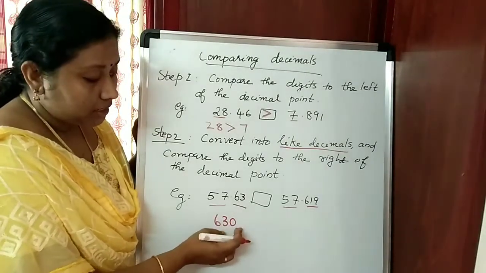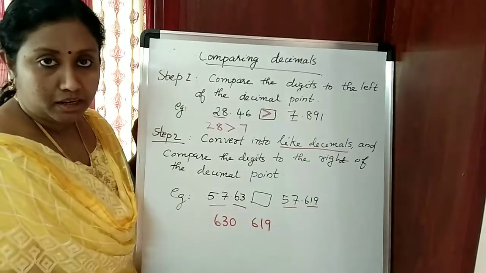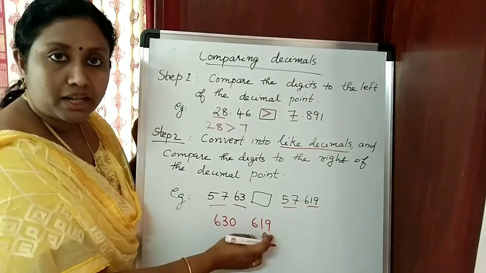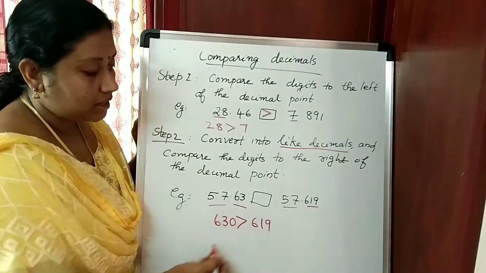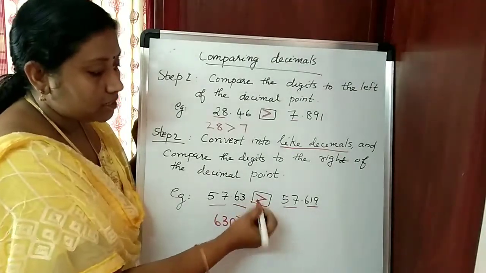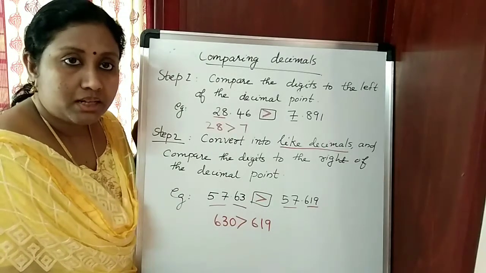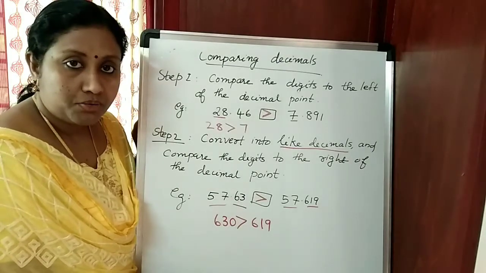Digits are there, 3. Then what is the next number? 619. When we compare these two numbers, 630 and 690, which one is greater? You know that 630 is greater. So this decimal is the greatest decimal number. Okay. All of you understand?